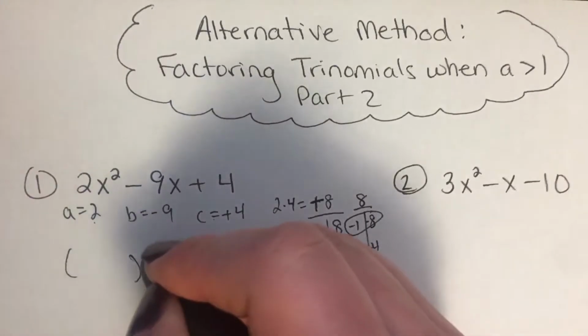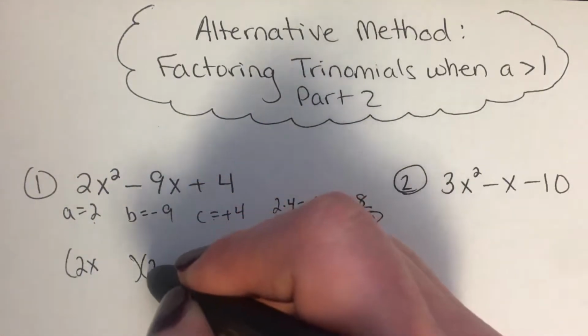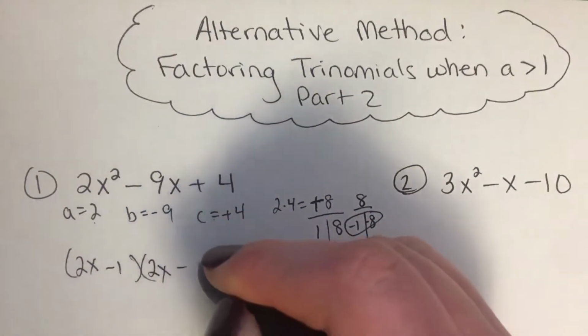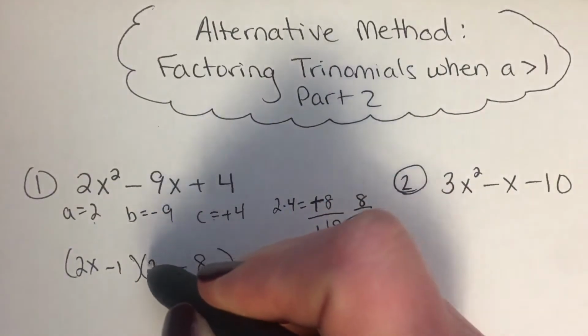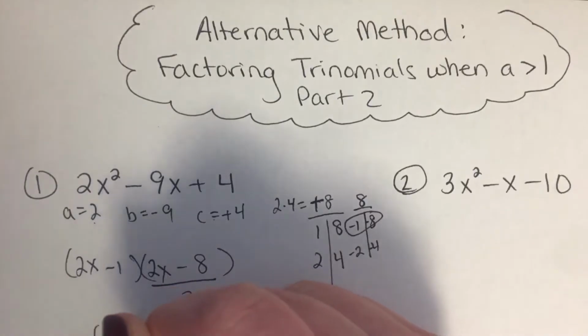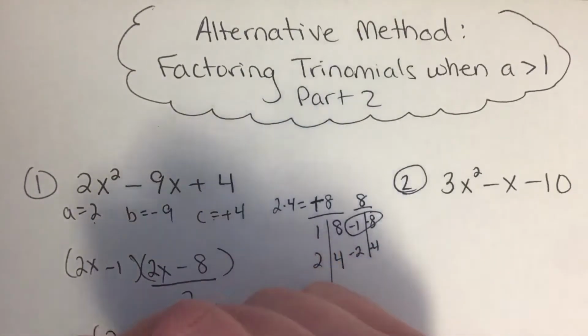So I'll set up my two sets of parentheses. Since this is 2x squared, I'll put a 2x and a 2x. And then I put our factors, so minus 1 and minus 8. In this case, the second set can be divided by 2. So I'm left with 2x minus 1 and x minus 4. And that's our final answer.